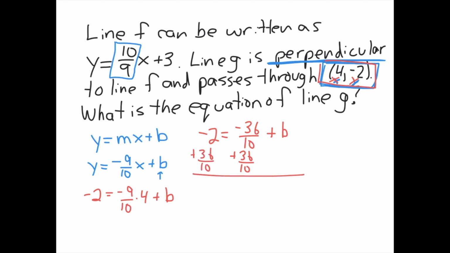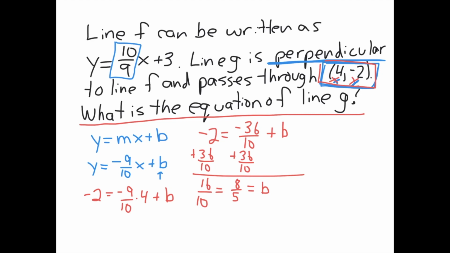And so negative 2 is just negative 20 tenths. And I add 36 tenths to that, I should get 16 tenths. And I can reduce that down to 8 fifths, which equals b. Now, it's always a temptation to just put a box around b equals 8 fifths and think that that's my answer. But the question here was, what is the equation of the line that we end up with?